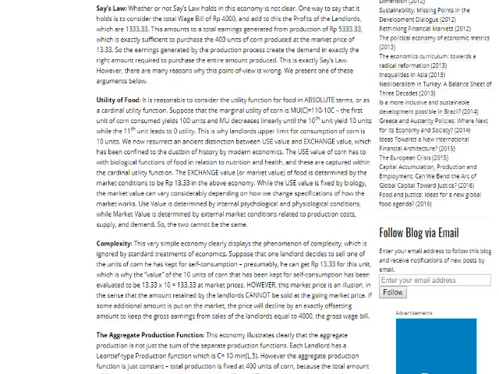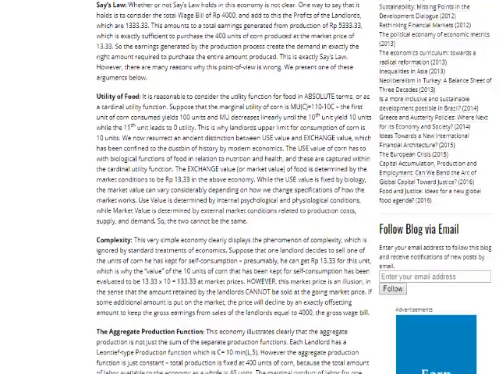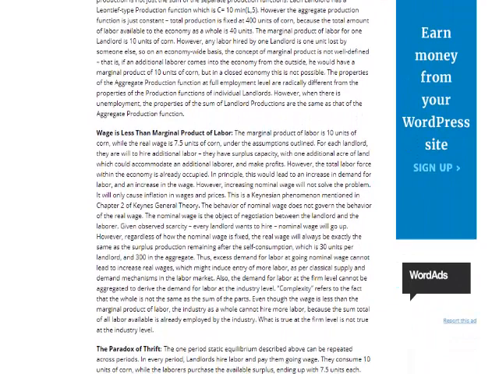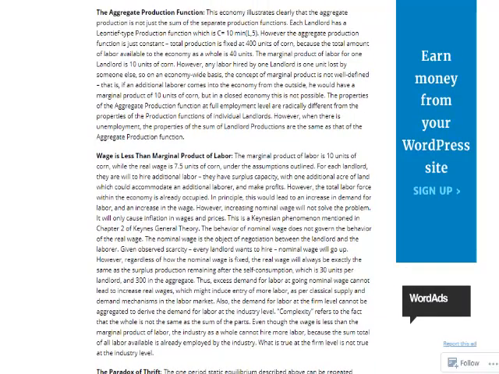Alright, so now the aggregate production function is not the same as 10 times the production function of one landlord. The aggregate production function is very simple. It's just 4,000. That's all that will be produced.